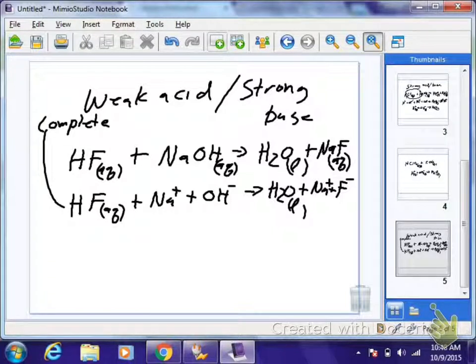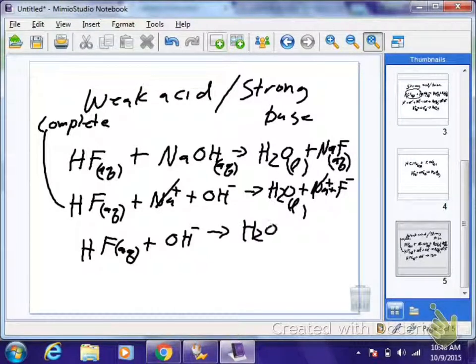So then the last one, we get rid of our spectator ions, which would be Na, right? But not the F, because it's still with HF. So we only get rid of one spectator ion, so it becomes HF aqueous plus OH minus gives you H2O plus F minus. So is hydrochloric acid neutral? It doesn't have a charge? Because hydroxide is minus.